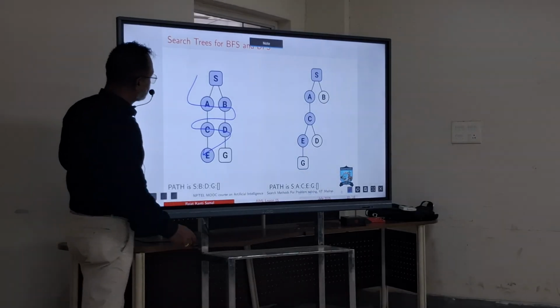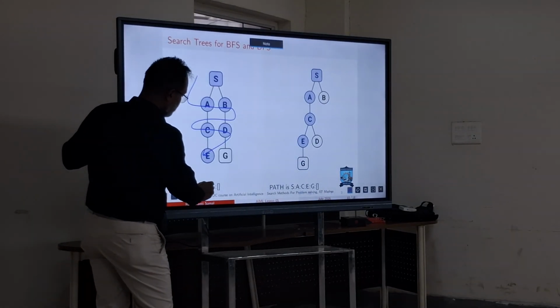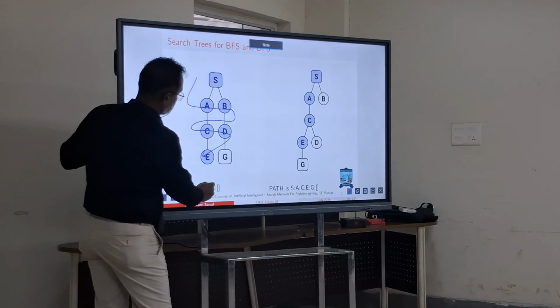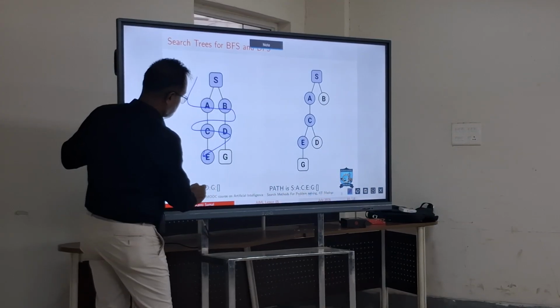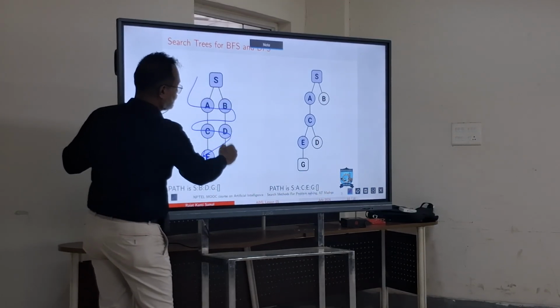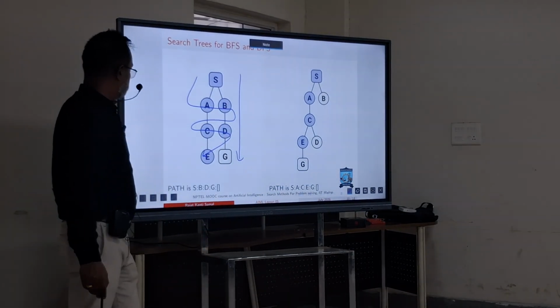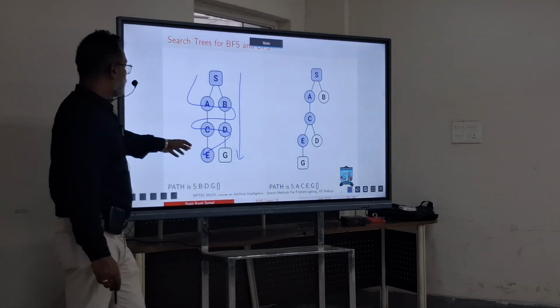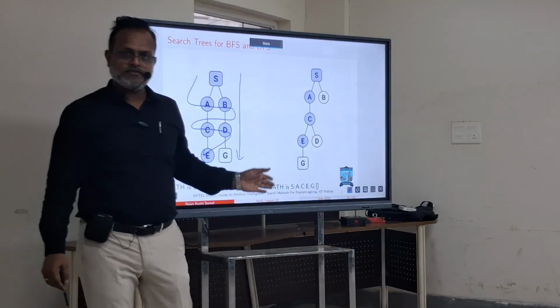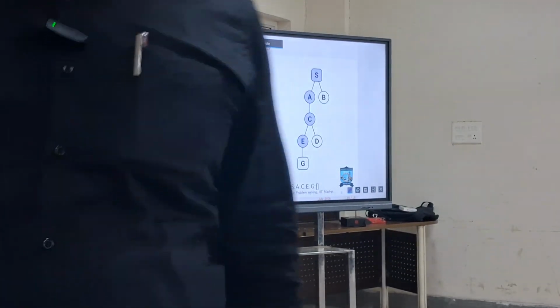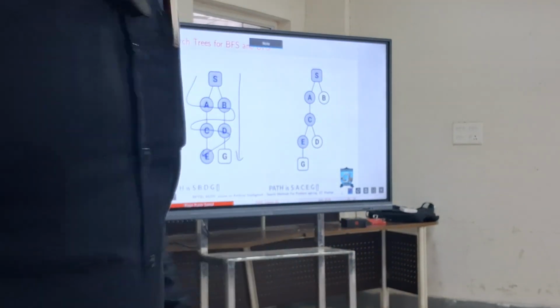So the path found is S, B, D, G, right? This is the path found by BFS. Why did we lose all these nodes? Because those were closed. You can see that in detail. We are not bothered about the details, only the principle.